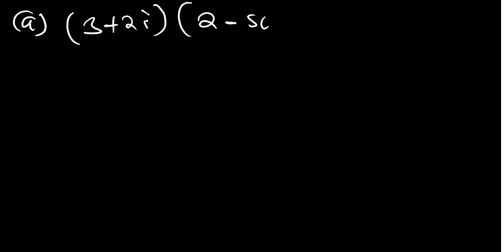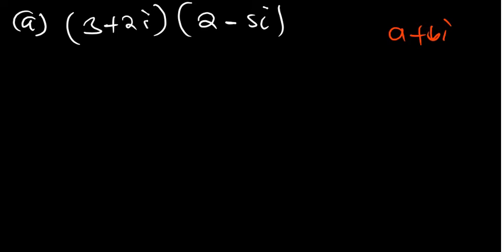They have given us 3 plus 2i. Then we also have 2 minus 5i. So they want us to express this in the form a plus bi, meaning that we need to have the real part and the imaginary part. Okay, remember this is the multiplication of complex numbers.